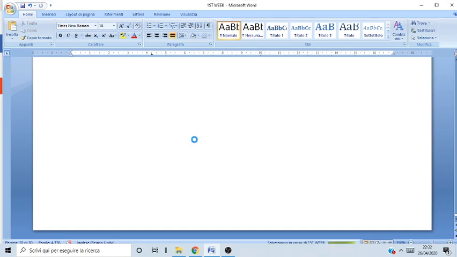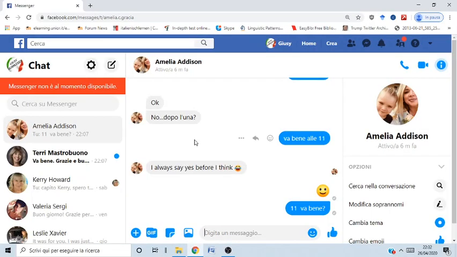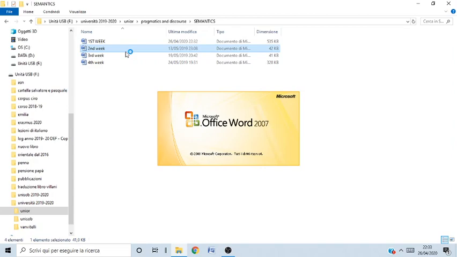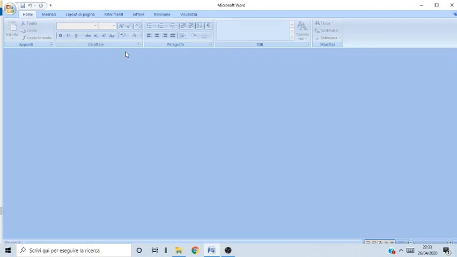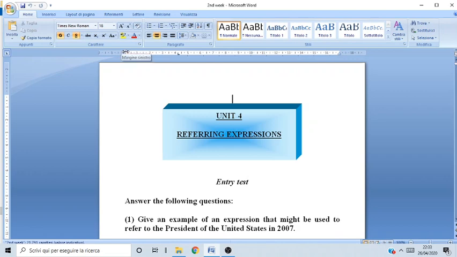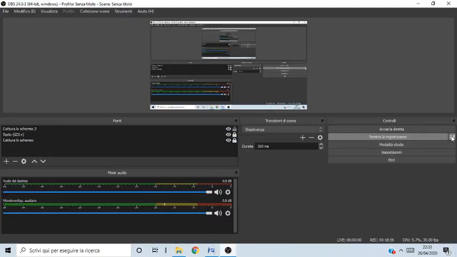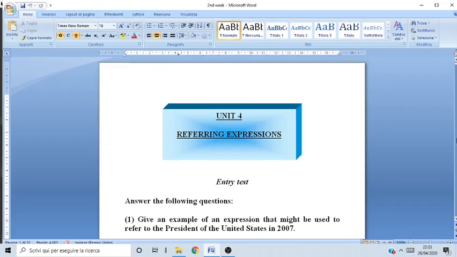Okay, now, oops, sorry for that. And now let's go here for the second week. And you're going to Unit 4 about referring expressions. Referring expressions.